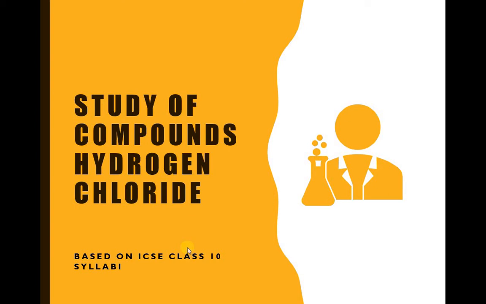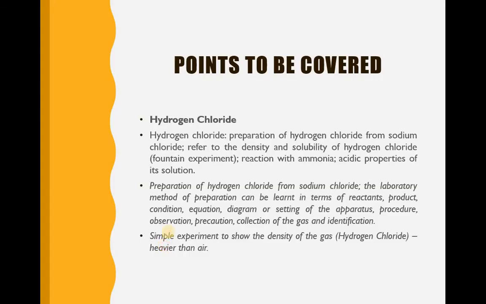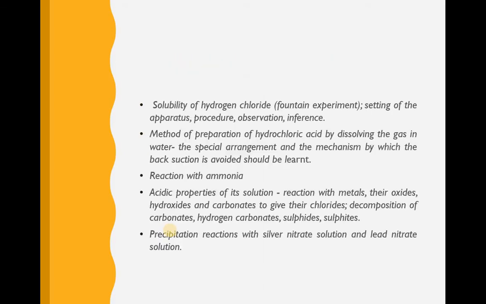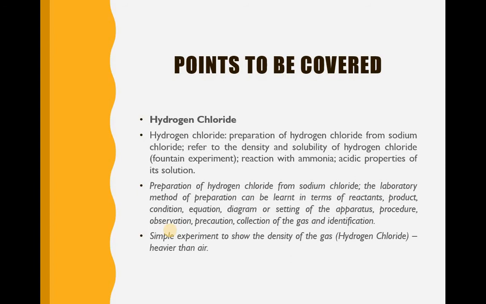Hello, we'll be starting hydrogen chloride compounds today. Hydrogen chloride, we know the formula is HCl and molecular weight is 35.5 and the bond is covalent bond. Now these are the points in general to be covered. In this particular video, we'll be covering the preparation of hydrogen chloride gas and its physical properties.